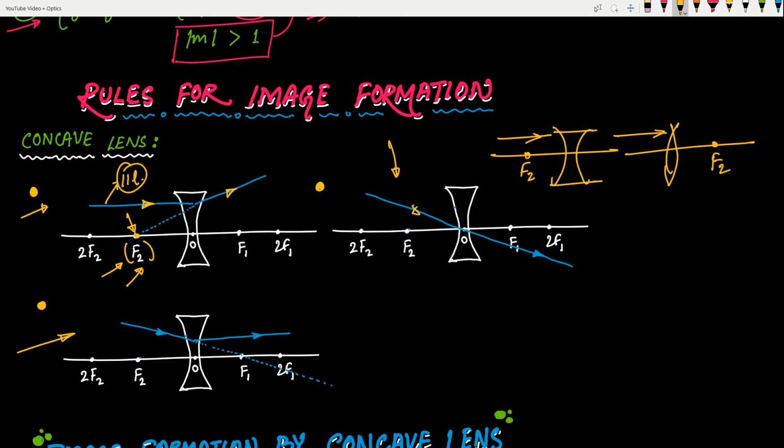When a ray of light is moving towards F1, then after refraction, what happens? The ray of light becomes parallel to the principal axis. Simple as that. So I haven't written down the statement for the rules, but I've given you the diagram. If you just understand the diagram, then you don't need to write down the statement. Sometimes a diagram speaks more loudly than a statement. So that's why I haven't written down the statement. If you understand the diagram, then things are simple. Okay, now let's move on to our next topic, that is image formation by a concave lens.